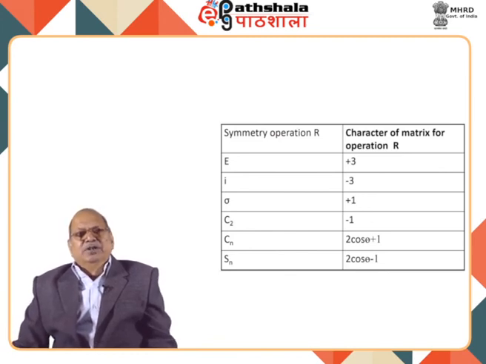For E it is plus 3, for I it is minus 3, for sigma it is plus 1, for C2 minus 1, C31 and C32 it is 0, C41 and C43 it is plus 1, C6 and C65 is plus 2 as given, and in general for Cn rotation we have 2 cos theta plus 1 as the character, and for an improper axis 2 cos theta minus 1 is the character.